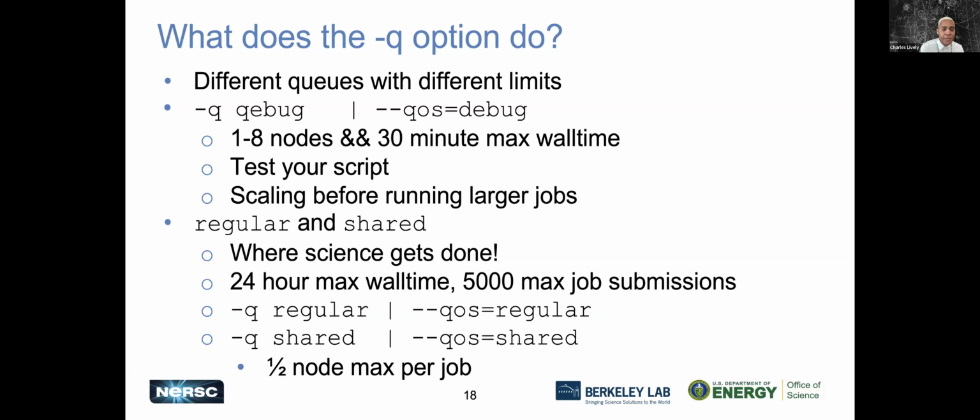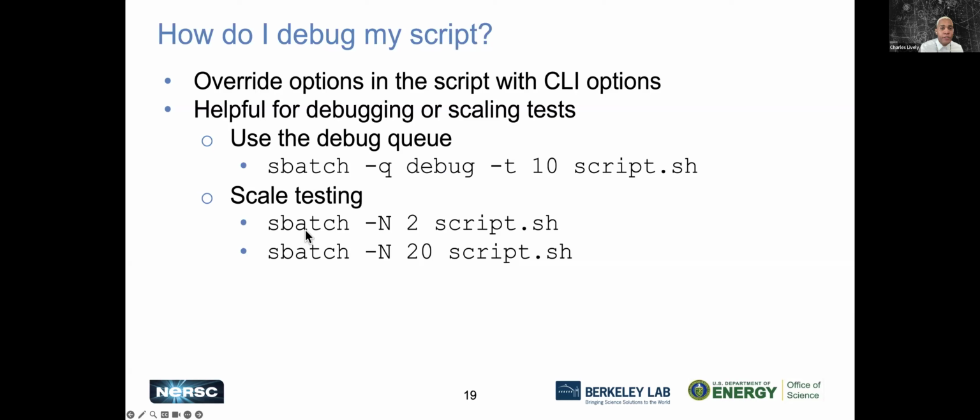So different options are available for helping you determine the priority that you want to use. And then you also have different override options that you can use for debugging as well.